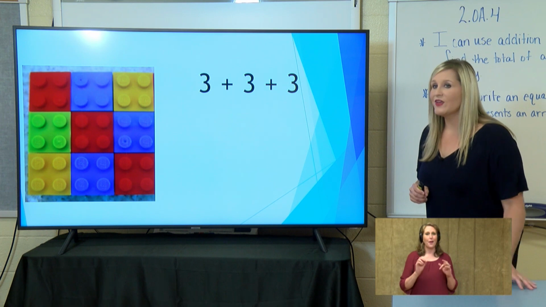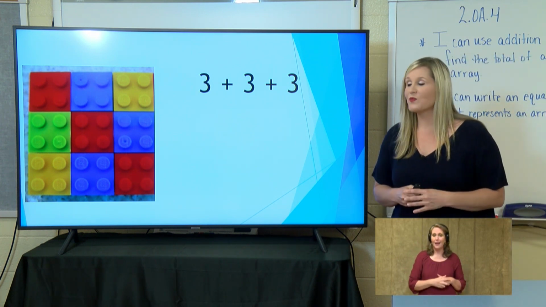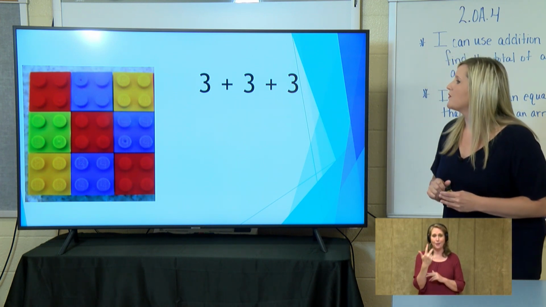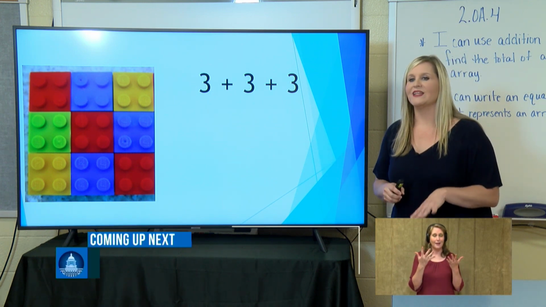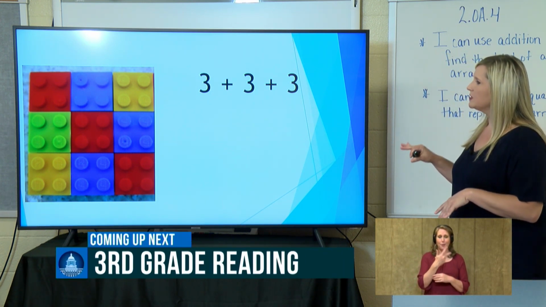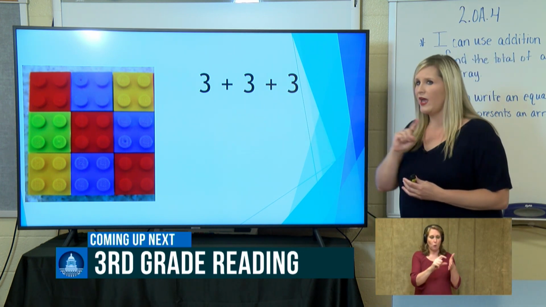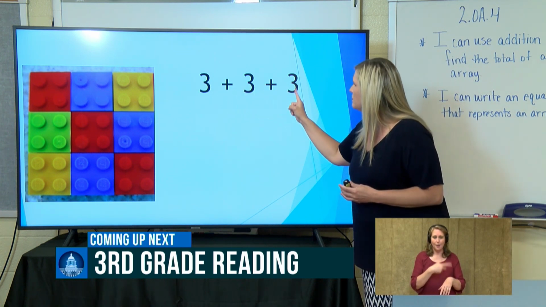All right, if you said there were 3 rows and that there were 3 in each row, then you are exactly right. We have 3 plus 3 plus 3, which is how many altogether? That's right, it is 9. So we would say 3 plus 3 plus 3 equals 9. Remember, we have 3 rows, so we have to add that 3 3 times. 3 plus 3 plus 3.